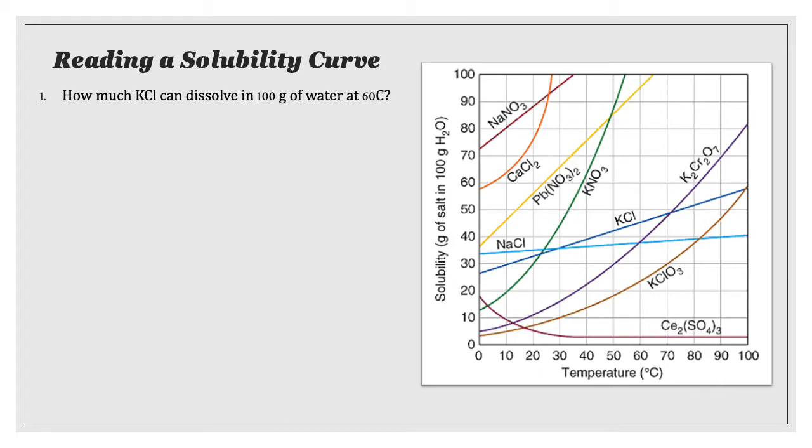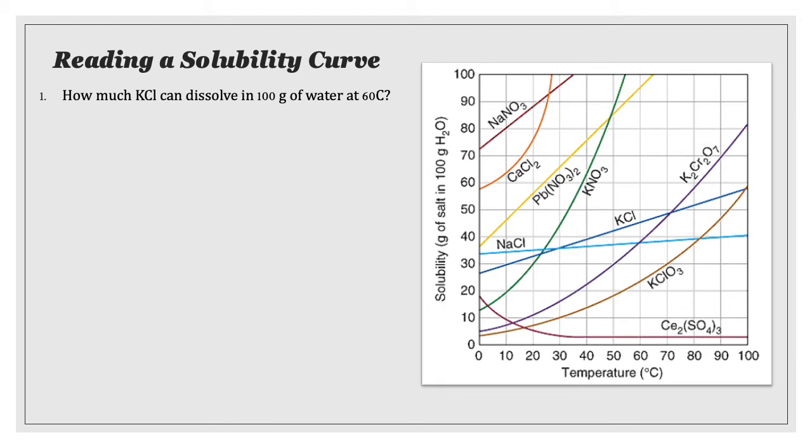So problem number 1 says, how much potassium chloride can dissolve in 100 grams of water at 60 degrees Celsius? Potassium chloride, I need to find that line on my chart. Take a look around and hopefully you can see potassium chloride. It's that dark blue line across the middle, KCl. And that line represents our saturated solution concentration. I want to know at 60 degrees Celsius how much potassium chloride I could get to dissolve in that solution.